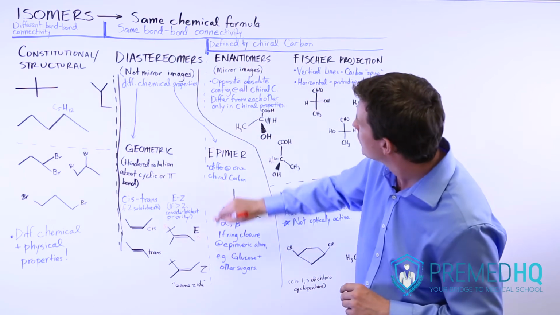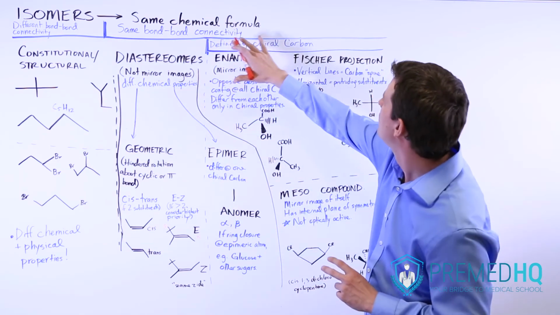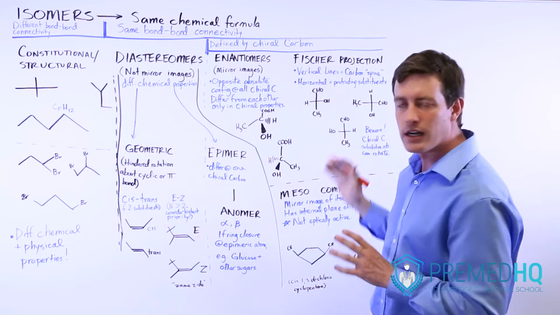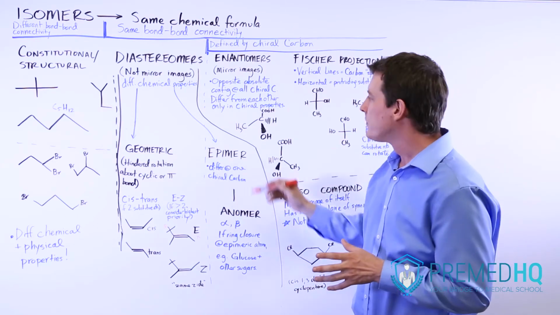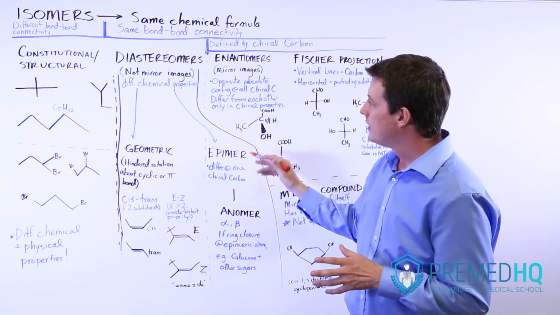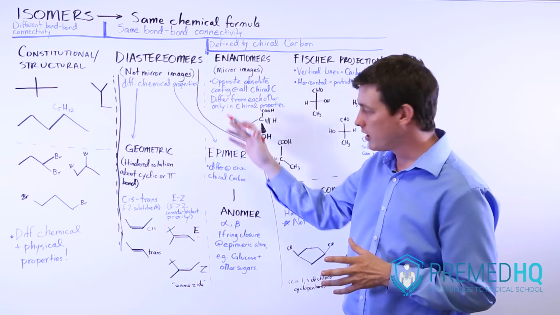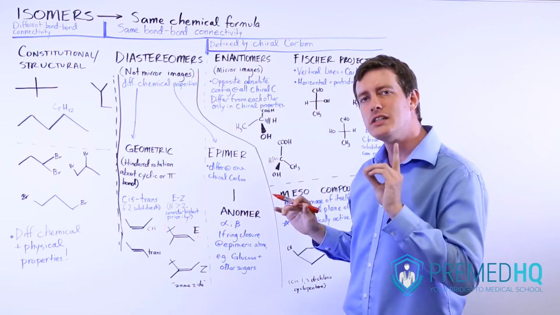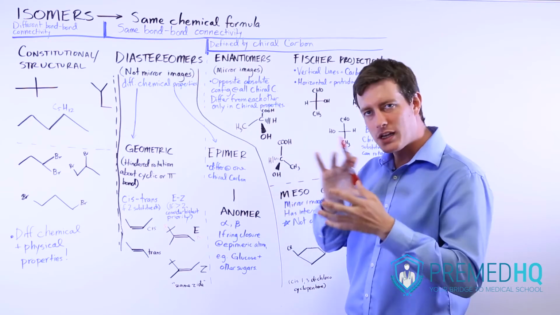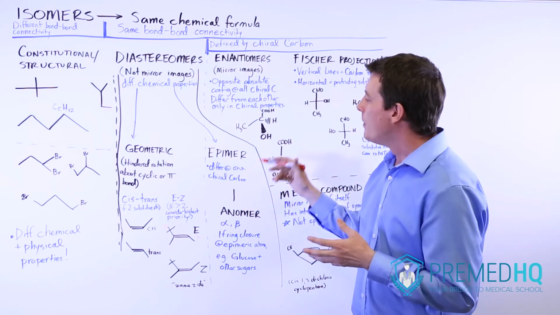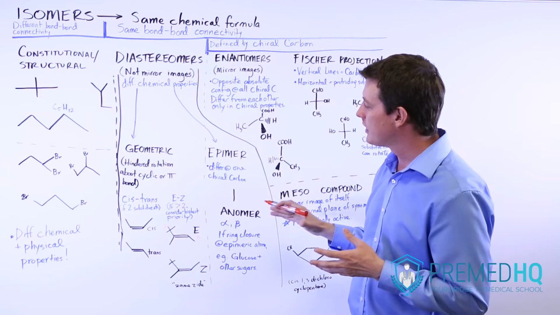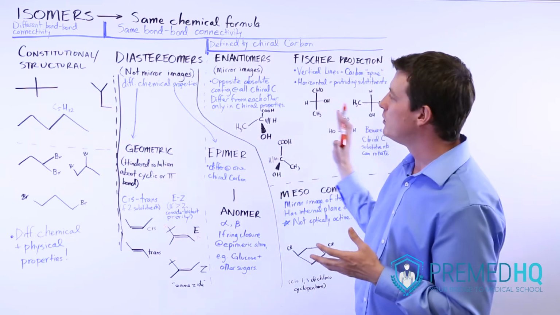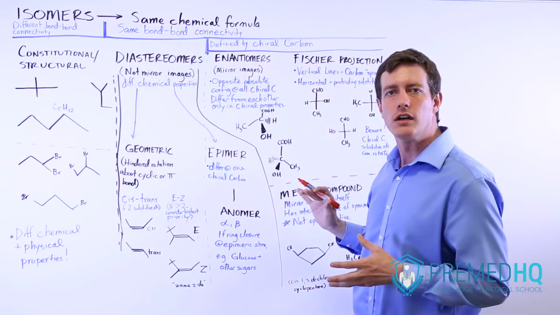And notice that epimers and anomers are the first ones in the column where we're looking at things that are defined by their chiral carbon. So these are diastereomers that are not mirror images of each other because they don't differ at every chiral carbon, but instead they only differ at one chiral carbon, so you can't have a perfect mirror image. But they are defined by that chiral carbon, and so they now move to this right side of the chart.